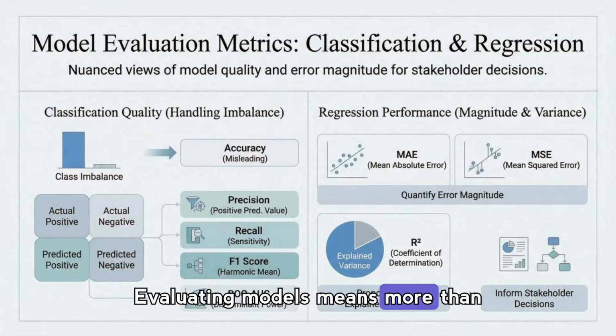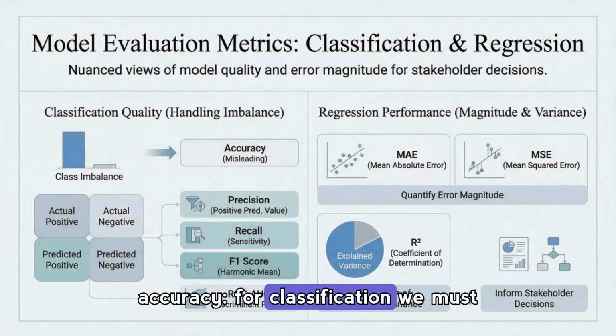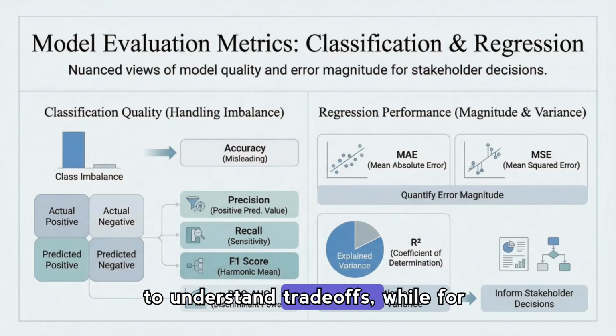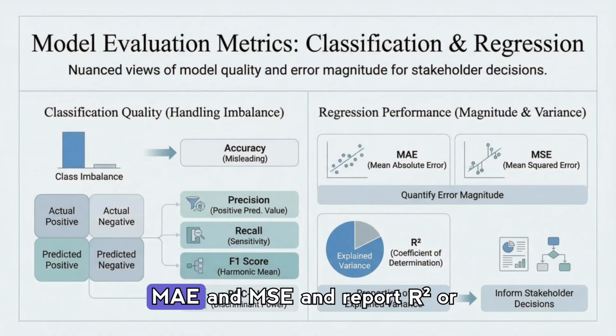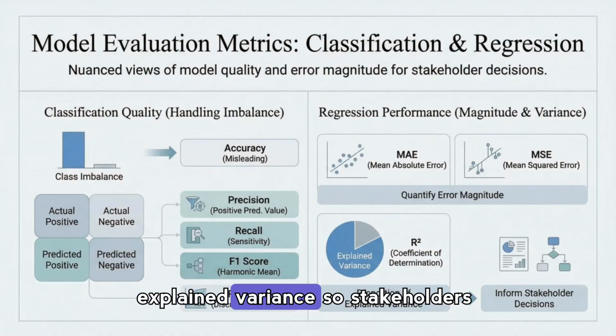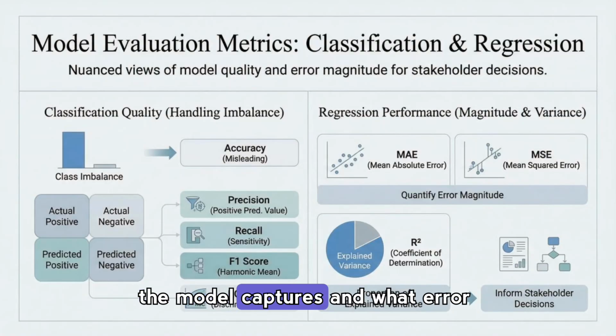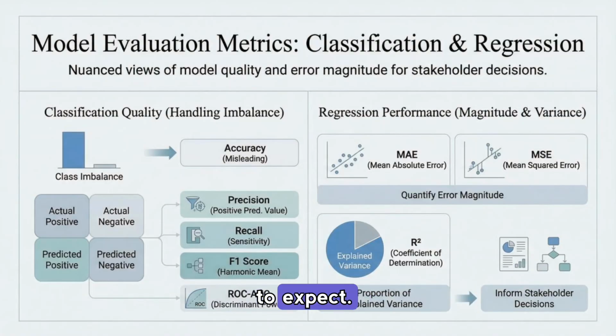Evaluating models means more than accuracy. For classification, we must handle class imbalance and look at precision, recall, F1, and ROC to understand trade-offs, while for regression, we quantify error with MAE and MSE, and report R-squared or explained variance, so stakeholders can judge how much of the signal the model captures and what error to expect.